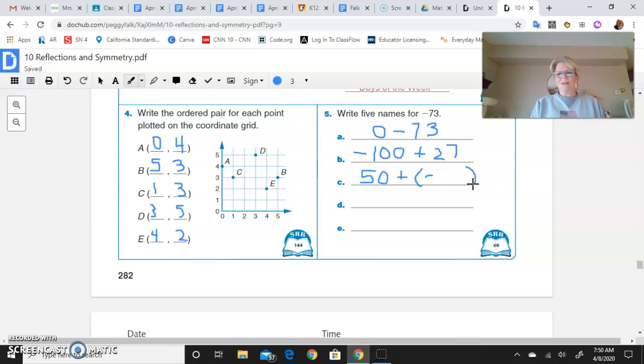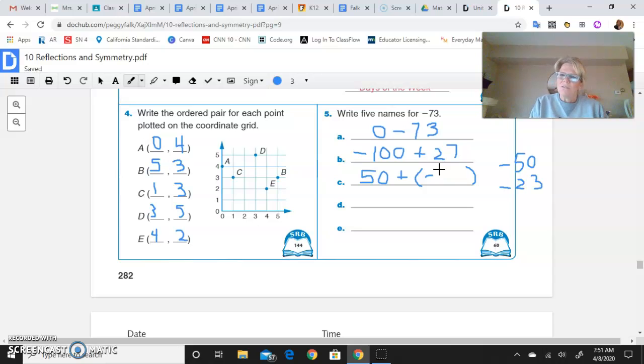Well, I would need at least 50 to make that even, right? So I would need a lot of bad guys. So I'd say 50 bad guys, and I would need 23 more bad guys, right? Let's see if that would make that. I need more than that, don't I? That would get me 73, but that wouldn't be right.